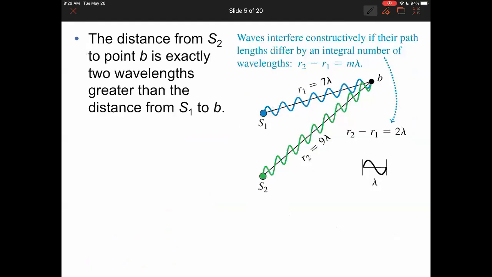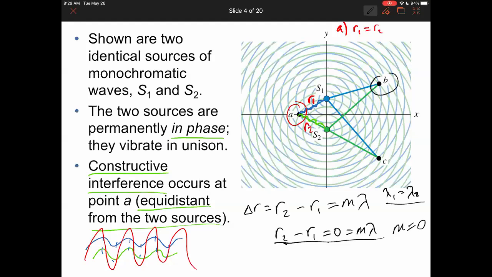Well, let's look at point B. For point B, I have this, right? So I have 1 crest, 2, 3, 4, 5, 6, 7 for wave 1, and R1 is the distance from source 1 to point B. For source 2, I have 1, 2, 3, 4, 5, 6, 7, 8, 9. That means it's 9 waves compared to source 1. Let's call this R2.